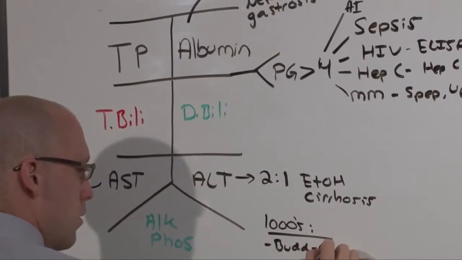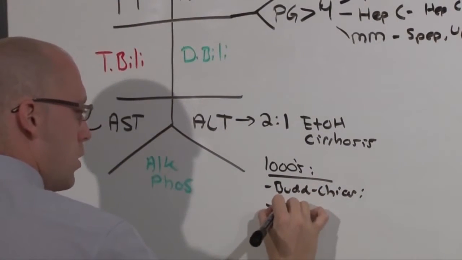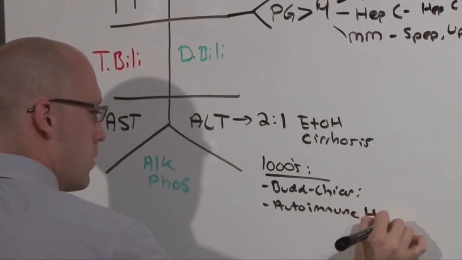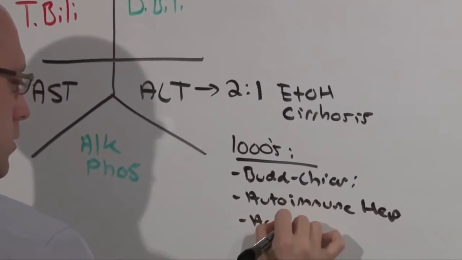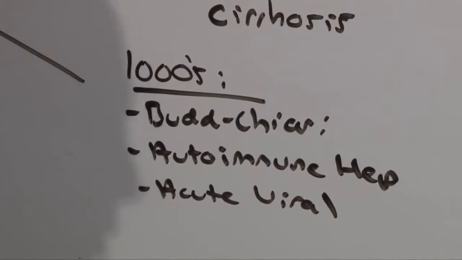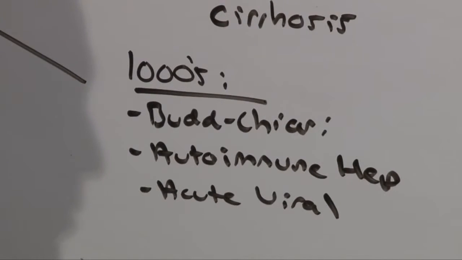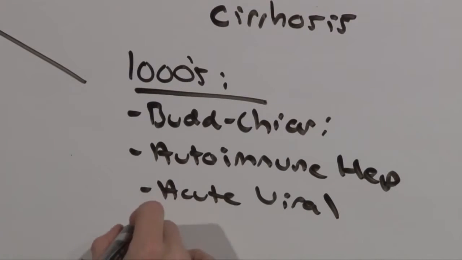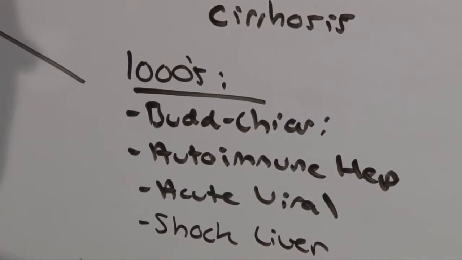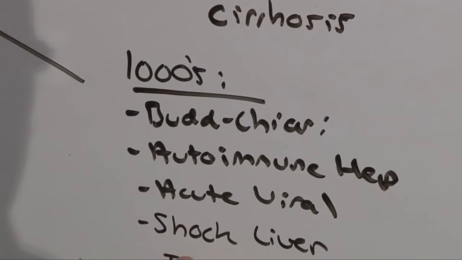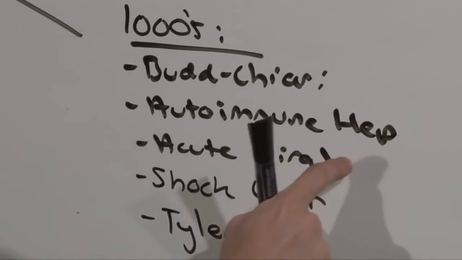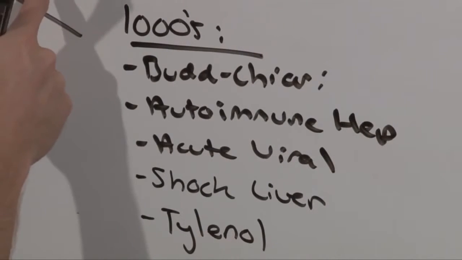Budd-Chiari, autoimmune hepatitis, an acute viral infection, that is Hep A or B. If it's not those, CMV and EBV can do it. Shock liver, that is the person is floridly hypotensive for something else. And Tylenol, that is acetaminophen toxicity. These are the things that are going to get your AST and ALT to the thousands.